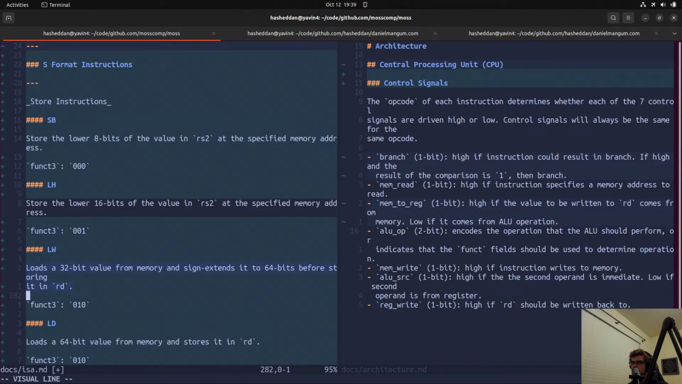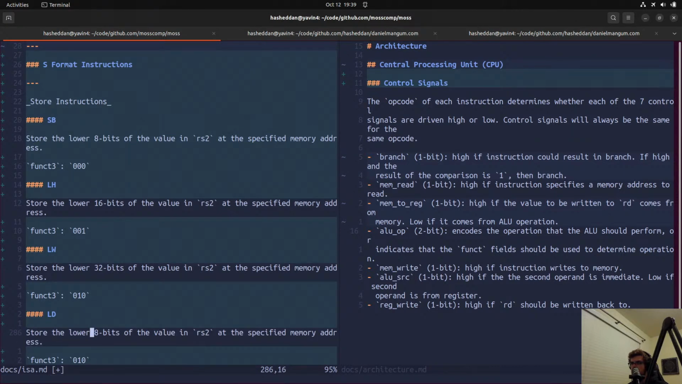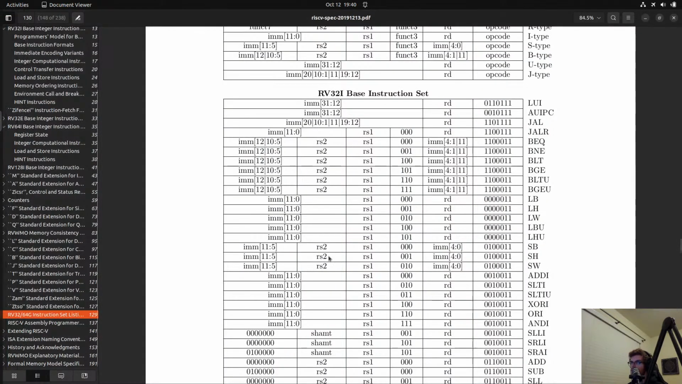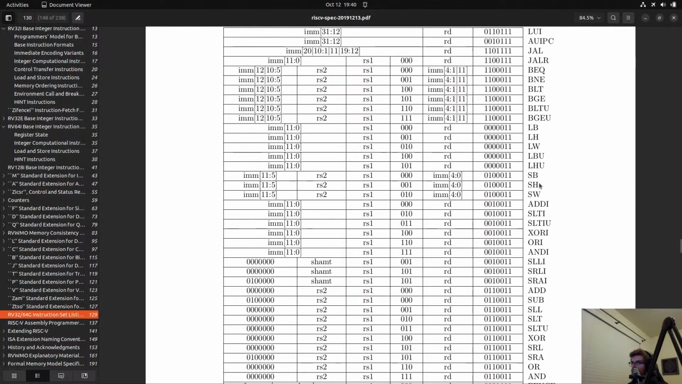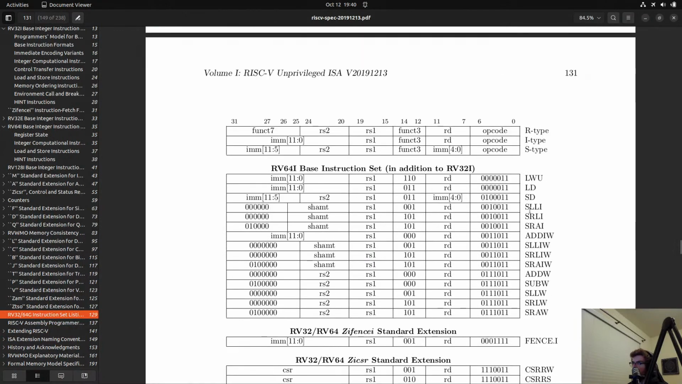Lower 16 bits. The lower 32 bits. Store the 64-bit value. All right, that looks good. Store byte, store half word, store word, store double word.